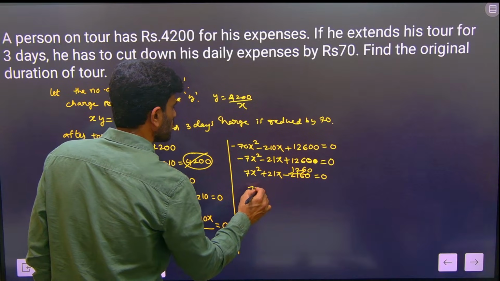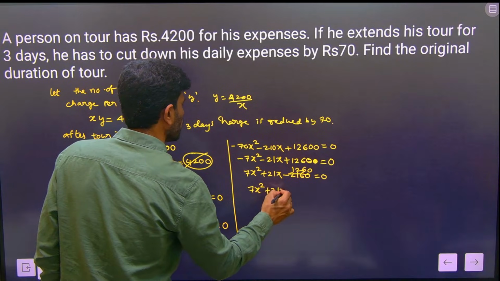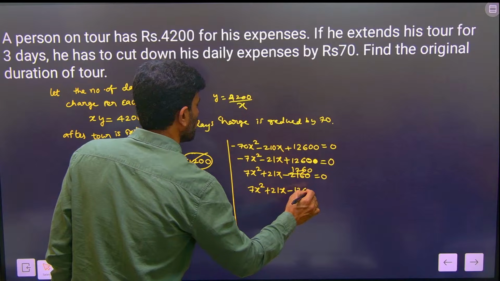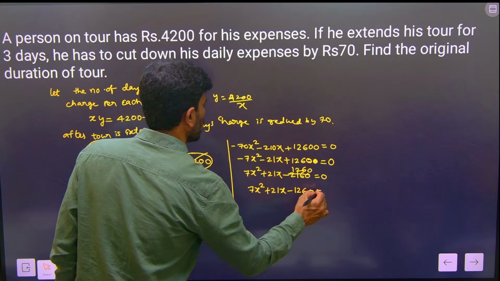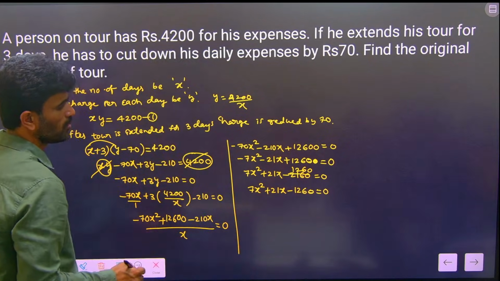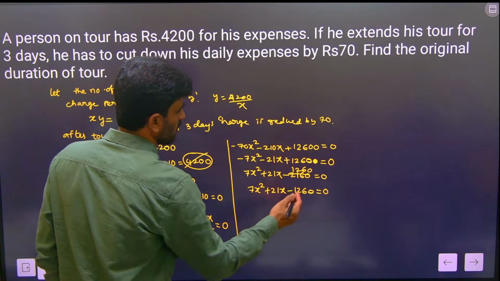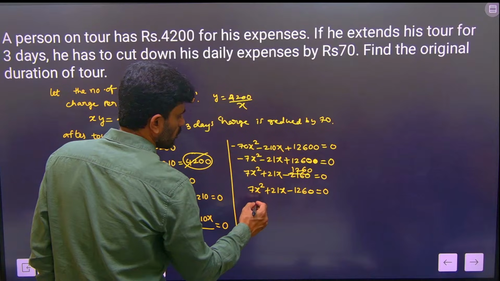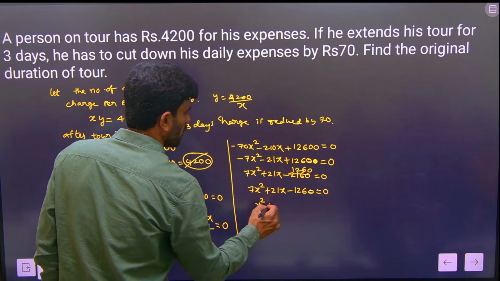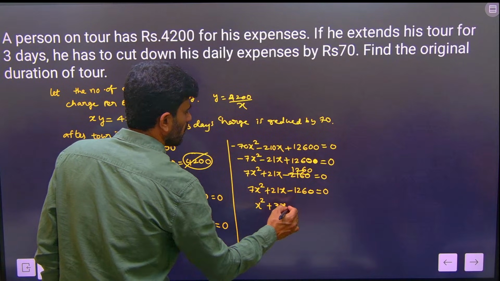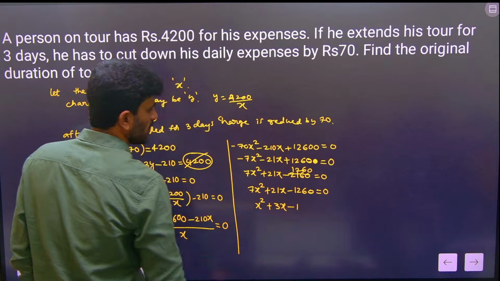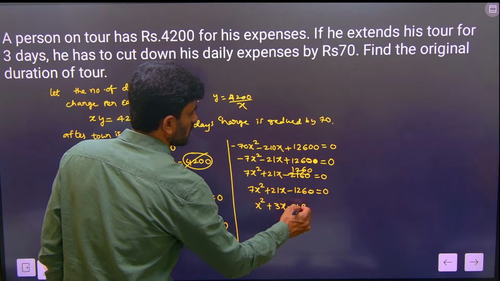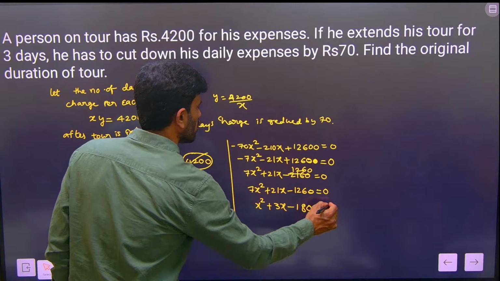And write again 7x square plus 21x. Is it divided by 7? 126, 7 1 the 7. Yes, it is divided by 7 also. So we can divide everywhere by 7. x square plus 3x minus 7 1 the 7, 7 8 the 0 is equal to 0.